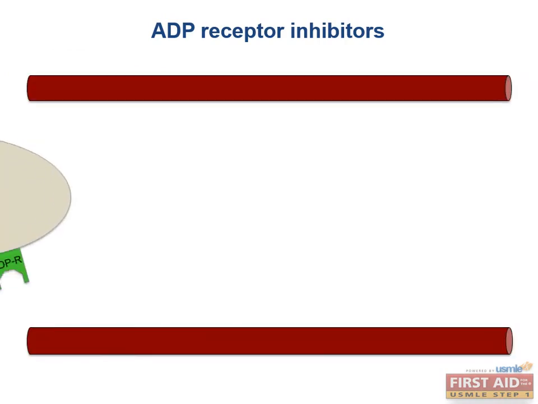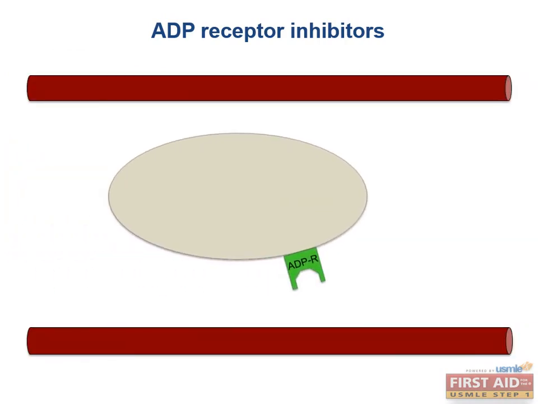Some antiplatelet medications act by irreversibly blocking the ADP receptor. Drugs with this mechanism of action include clopidogrel, ticlopidine, prasugrel, and ticagrelor. What would blocking this ADP receptor do? Well, by blocking this ADP receptor, platelets are unable to activate and therefore unable to express the GP2B3A receptors.